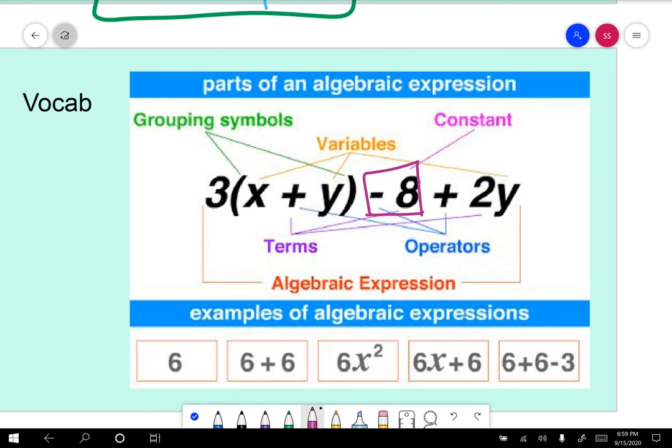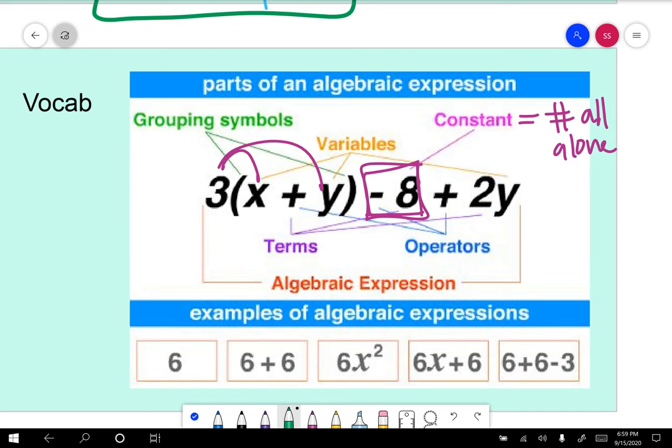If there's a number by itself, so no variables with it, you're not multiplying it by a variable in some way. If it's just a number by itself, that's what we call a constant. So it's a number all alone. It can be positive, it can be negative, but it's by itself. So that's what we call a constant.